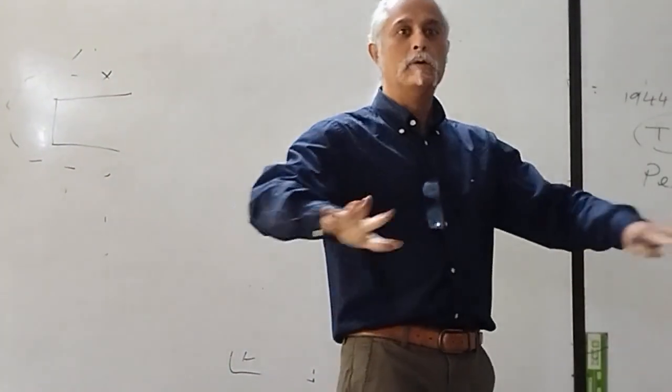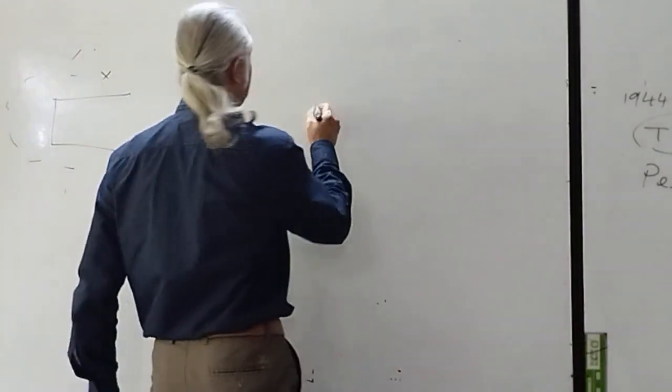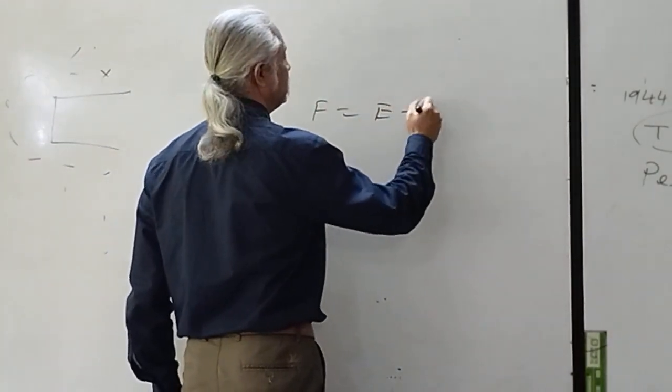First, for the equivalence argument, I have to create some ground. We know F equal to E minus TS.